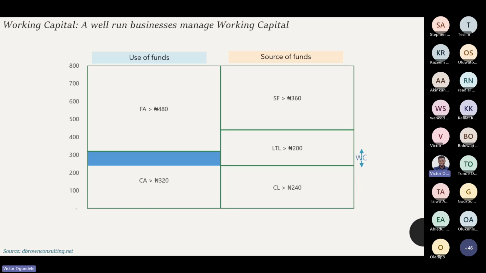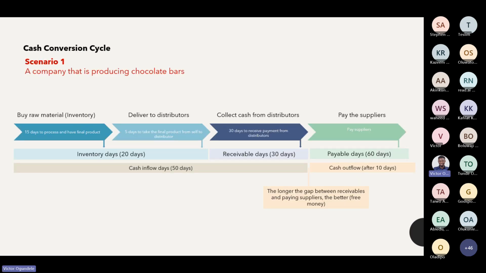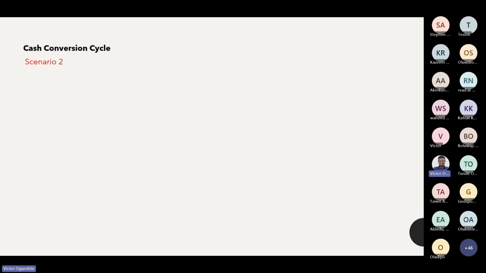So let's go back to our first scenario. As I said, buy raw material, no cash, deliver, no cash, we collect the first cash in 30 days. We are paying suppliers, and we said the bigger the gap between when you collect your own cash and you pay, based on our concepts, right? Collect your cash quickly and delay the settlement, right? Because you have that free cash to use in the business to do one or two things. Now let's look at the second scenario.